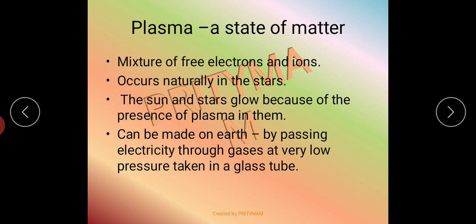Plasma can also be made on the earth by passing electricity through gases at low pressure taken in a glass test tube, which is called the discharge tube.